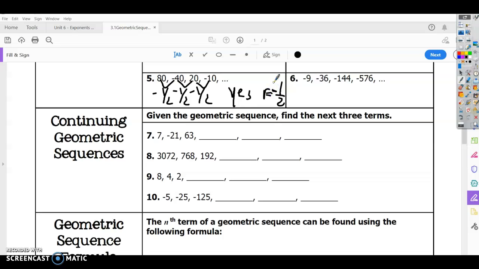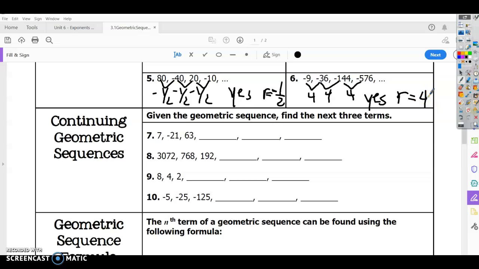All right, number 6. You probably want to use your calculator for this one. Negative 576 divided by negative 144: 2 negatives are going to make that a positive 4. Negative 144 divided by negative 36 is positive 4. Negative 36 divided by negative 9 is positive 4. So again, this one is yes, and your ratio is 4.